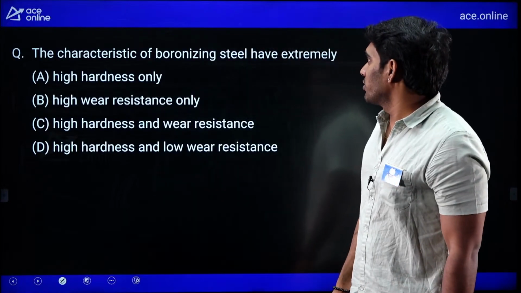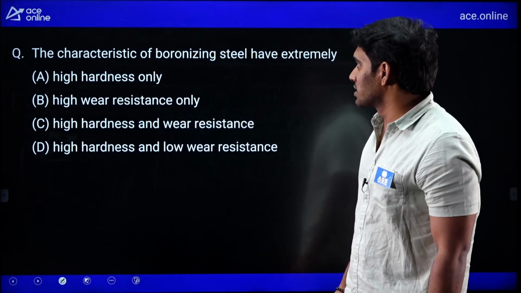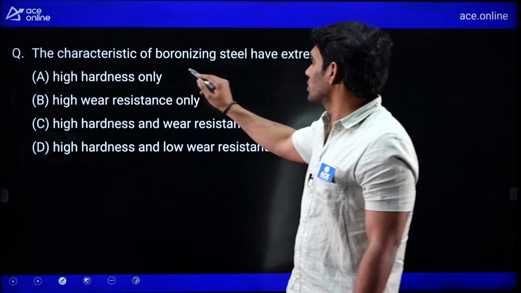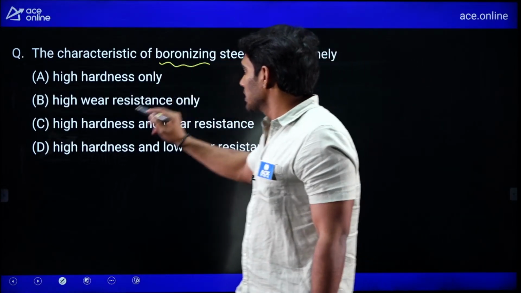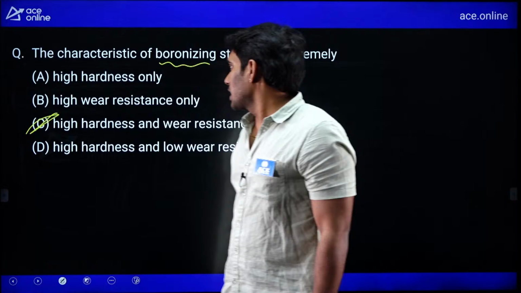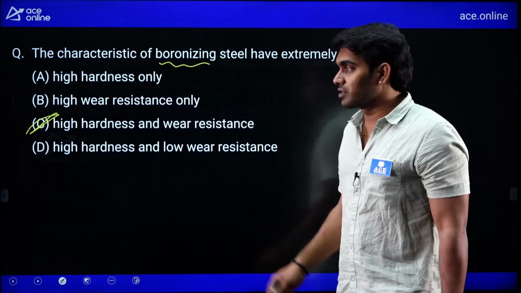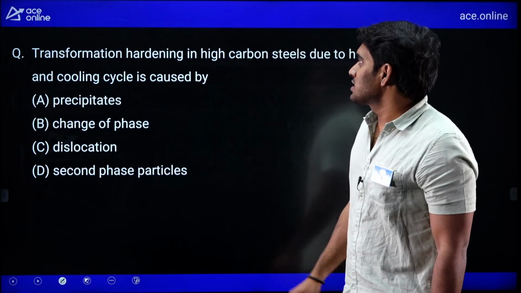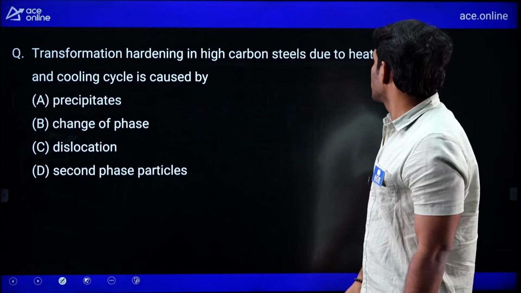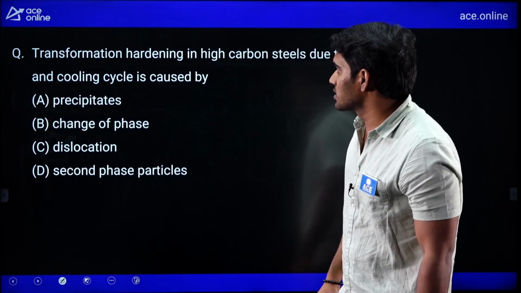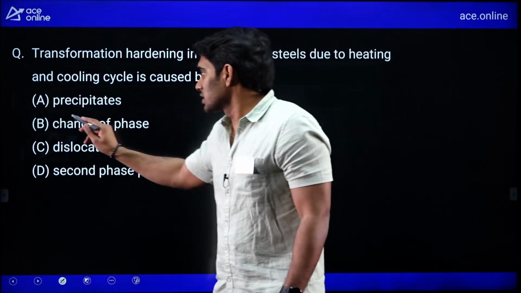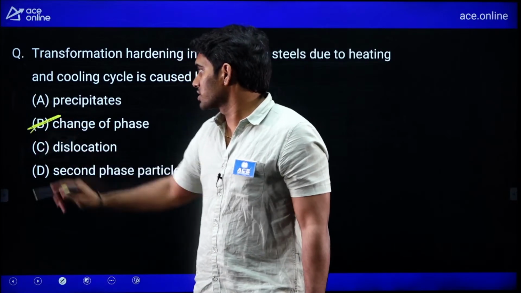The characteristic of boronizing steel having extremely, as we are going with boronizing, you can see that it increases the surface hardness, whereas it increases the wear resistance. Transformation hardening in high carbon steels due to heating and cooling cycle is caused by, generally we know that it is because of the change of phase.